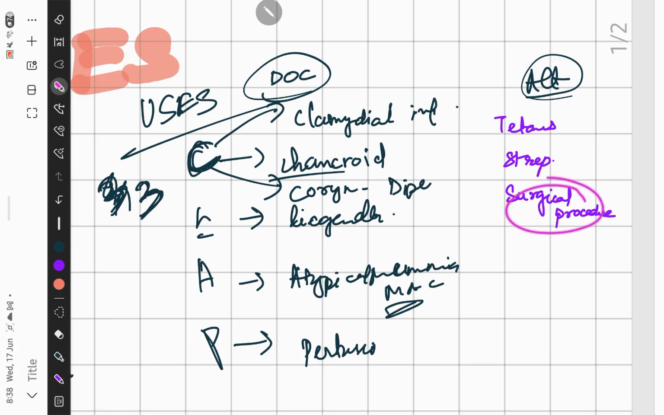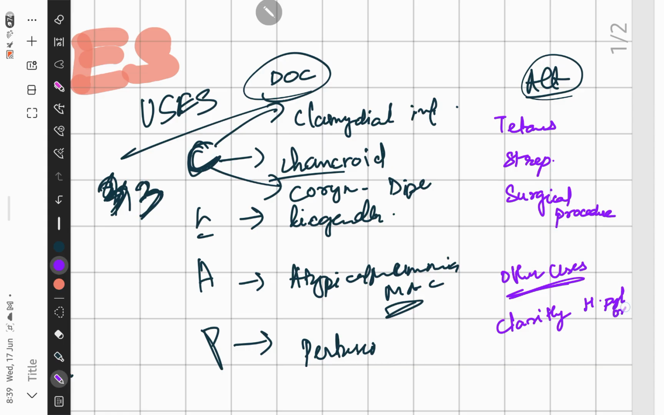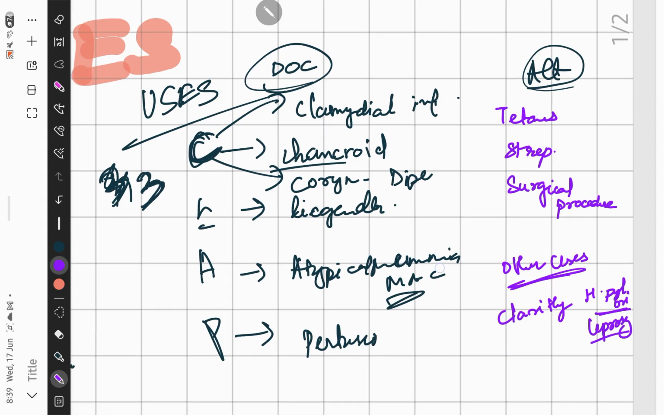In surgical procedures, we should not cause bacterial valve endocarditis, so beforehand we are giving it. And one more indication is other uses, like clarithromycin. Clarithromycin is given for H. pylori infection and leprosy. Okay, clarithromycin is for H. pylori and leprosy.